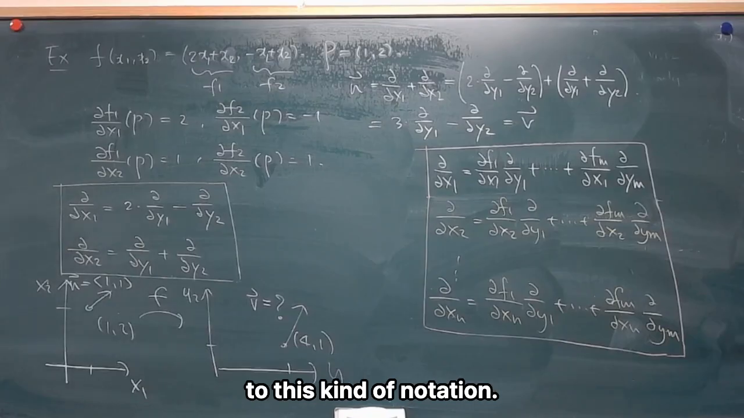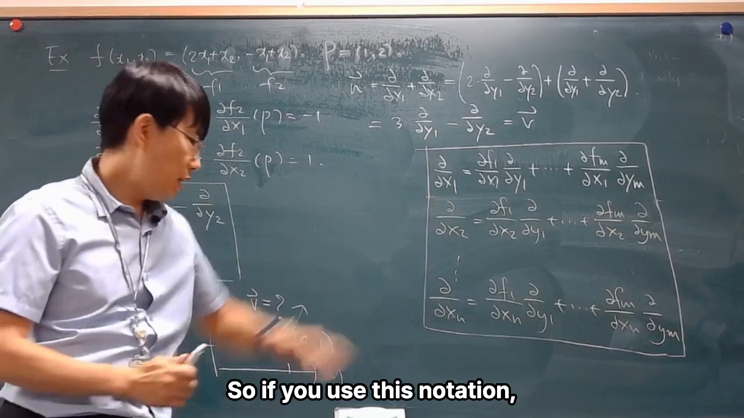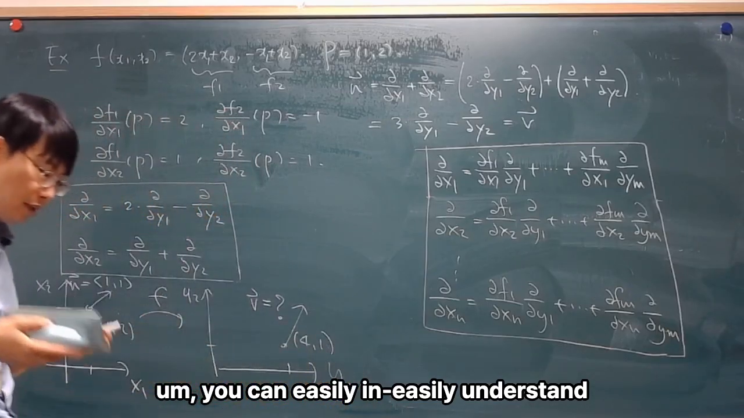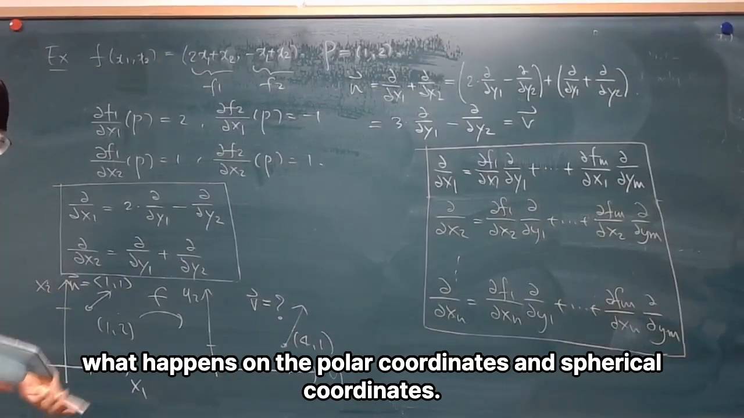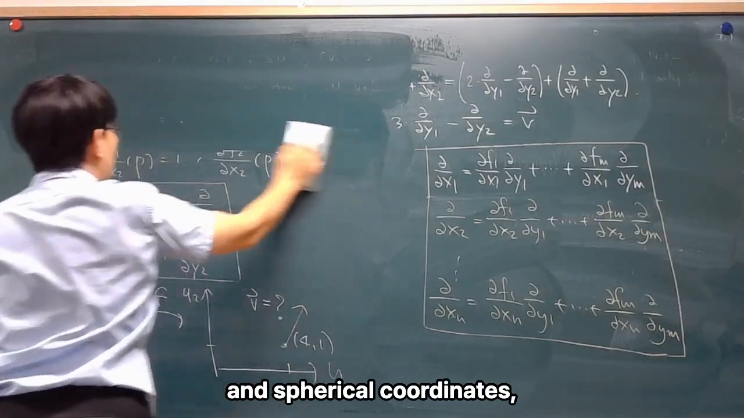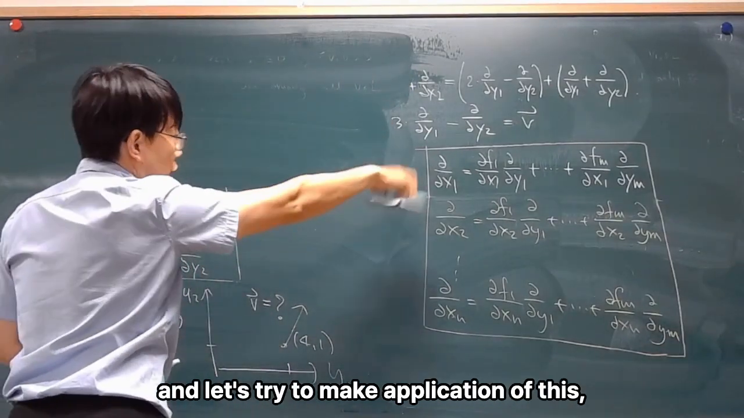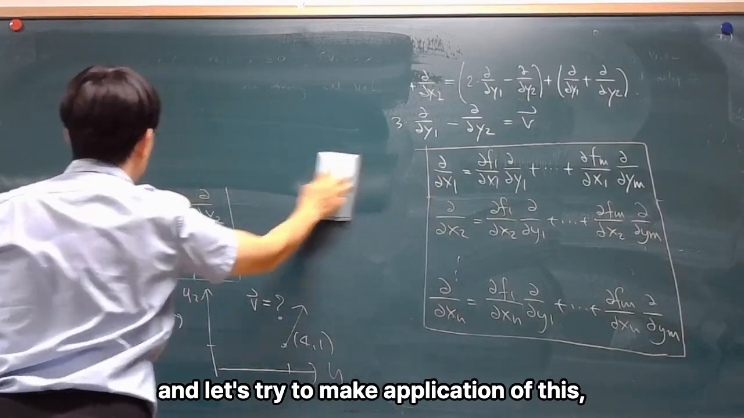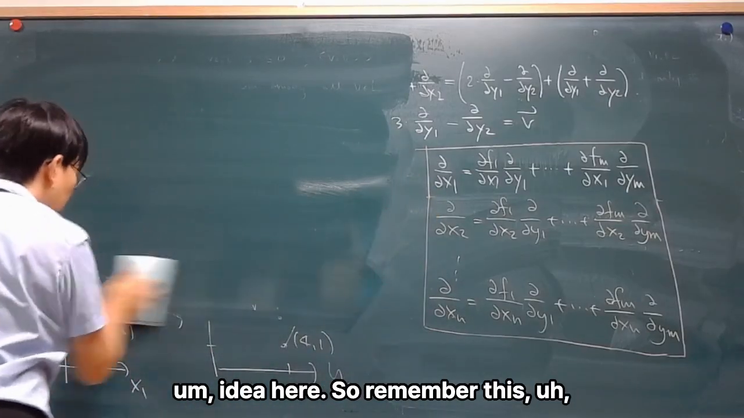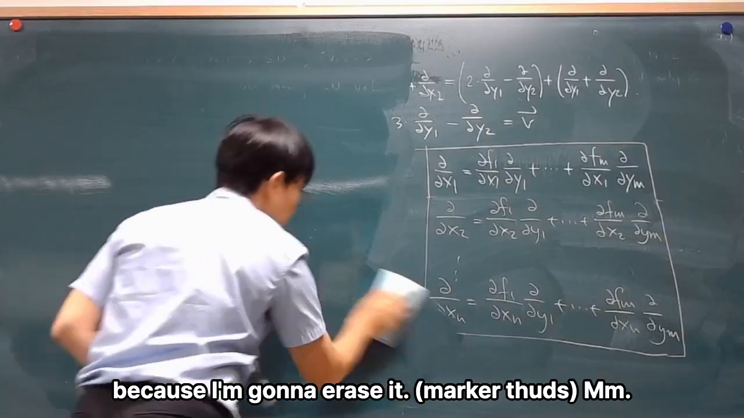There's an upshot to this kind of notation. If you use this notation, you can easily understand what happens in polar coordinates and spherical coordinates. Let me give an example. Let me give a definition of polar coordinates and spherical coordinates, and let's try to apply this idea here. So remember this, because I'm going to erase it.